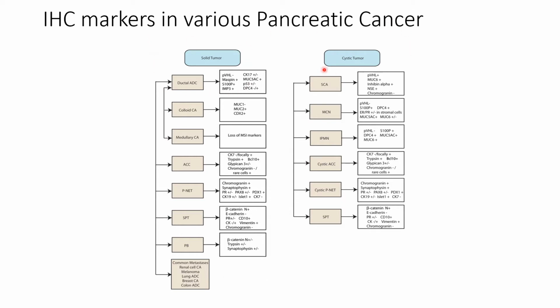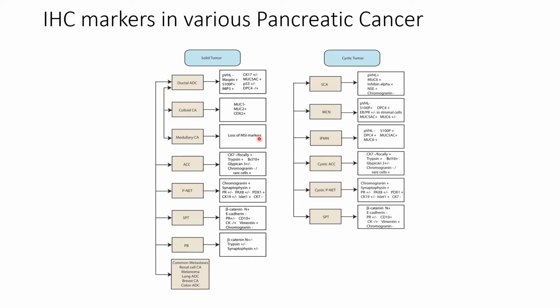On the other hand, we have cystic tumors, which are serous cystadenoma, which is a benign type, mucinous cystic neoplasm, intraductal papillary mucinous neoplasm, and some cystic types of ACC, PNET, and SPT. All these pancreatic cancers have different types of IHC markers through which we can diagnose the exact type of pancreatic cancer and differentiate them from each other.